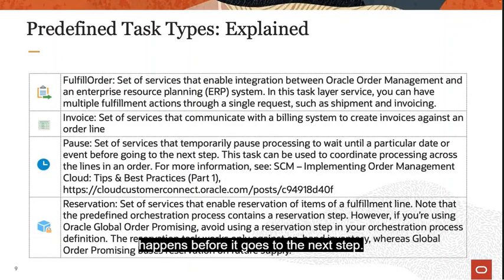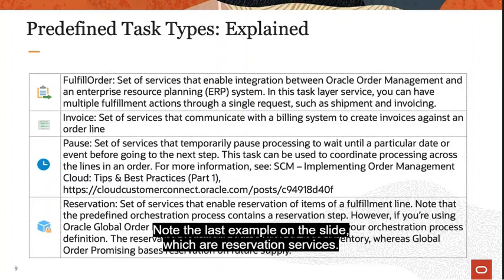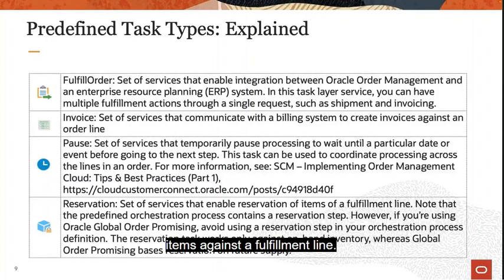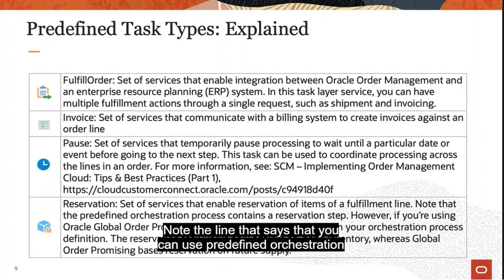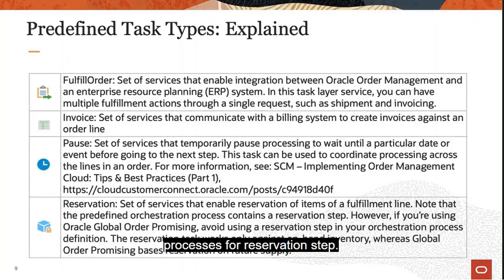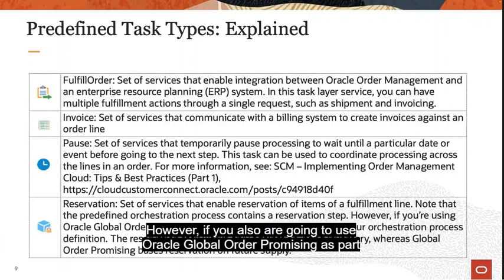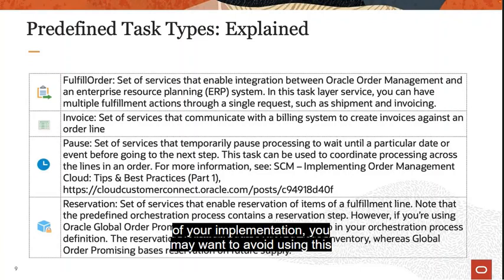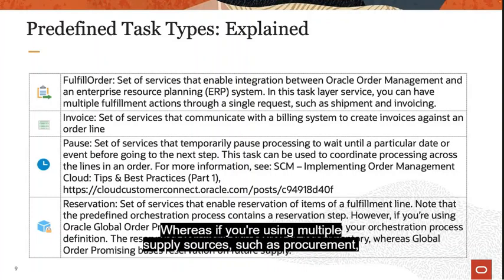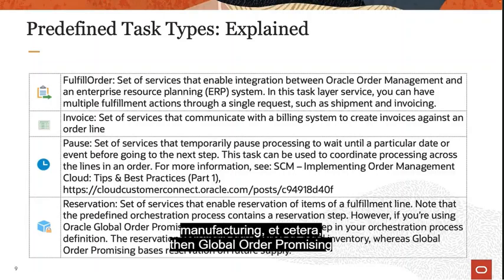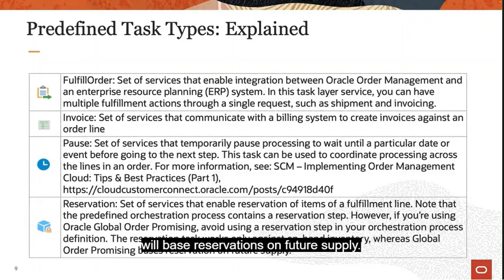Note the last example on the slide, which are reservation services. These are a type of services that allow the system to reserve items against a fulfillment line. Note the line that says that you can use predefined orchestration processes for a reservation step. However, if you also are going to use Oracle Global Order Promising as part of your implementation, you may want to avoid using this as a reservation step in your process. And that's because it only works against on-hand inventory, whereas if you're using multiple supply sources, such as procurement, manufacturing, etc., then Global Order Promising will base reservations on future supply.